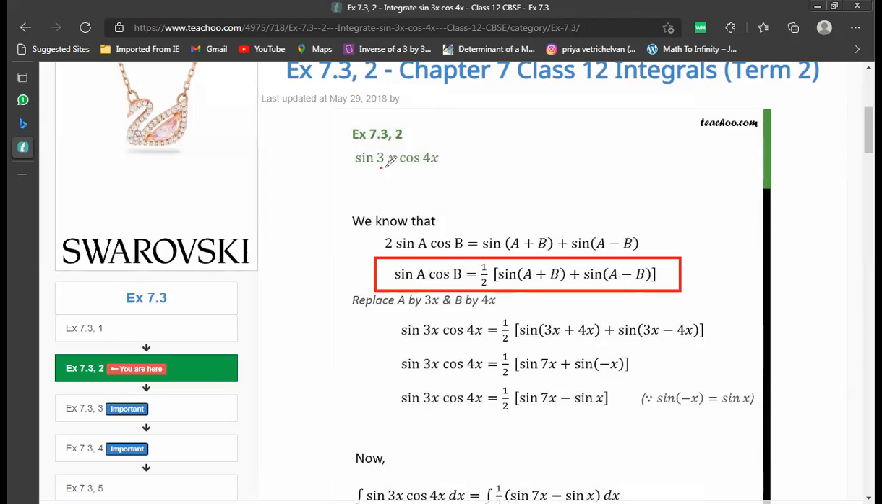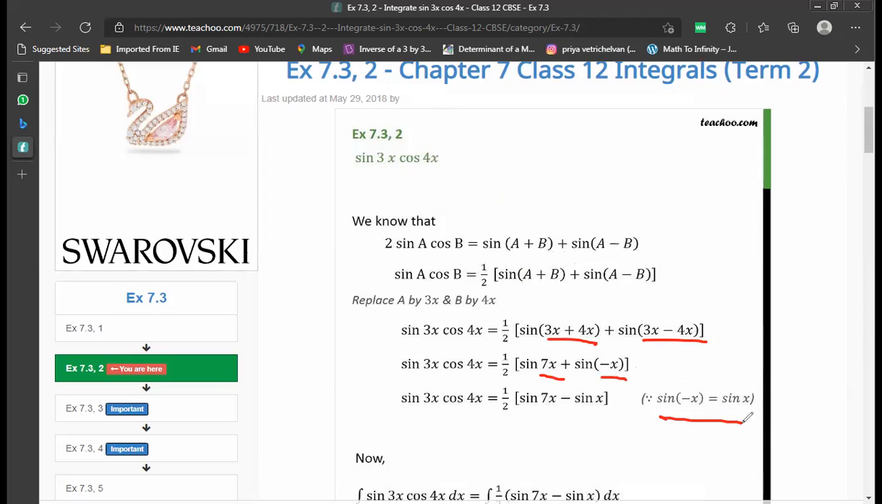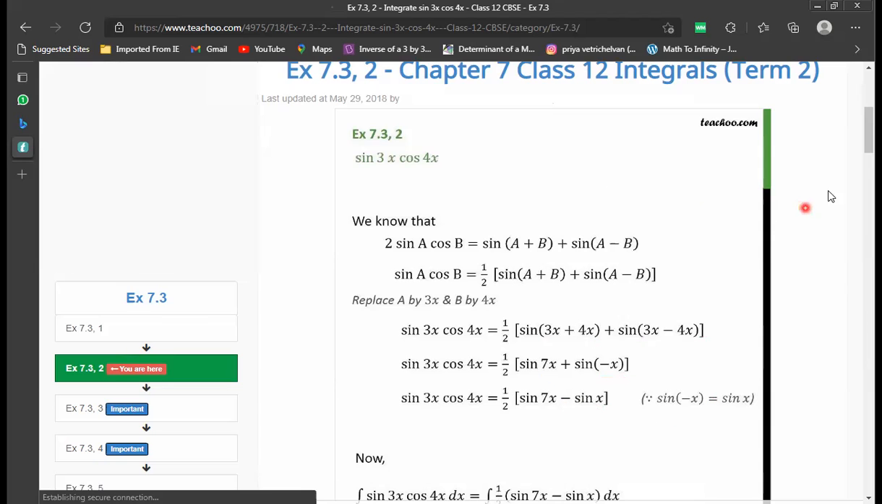And here the value of A is nothing but 3x. The value of B is 4x. Just replace A as 3x and B as 4x in this. And then you simplify. 3x plus 4x is 7x. 3x minus 4x is minus x. And sine of minus theta is minus sine theta. So you will be having minus sine x. Understood?